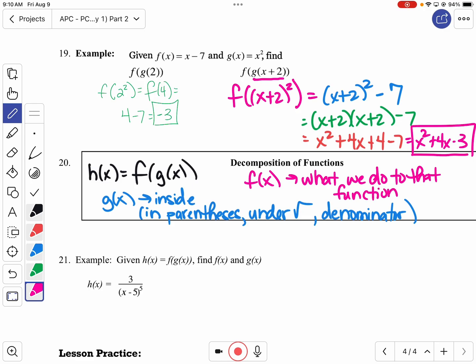Okay, so f of x is what we do to that function, all right? Did I take that thing and I squared it? Did I throw it in a denominator? Did I put it under a square root? What did I do to it? Okay. So we're just breaking it apart. Decompose, break it apart. Okay.